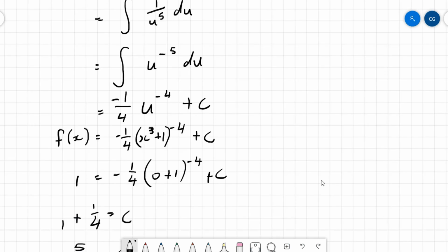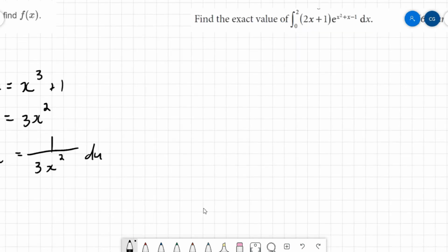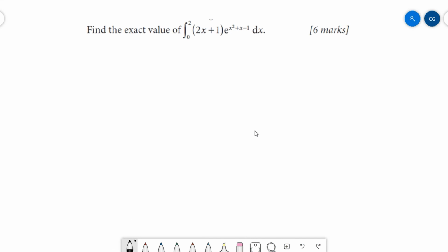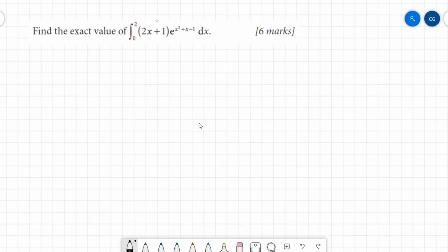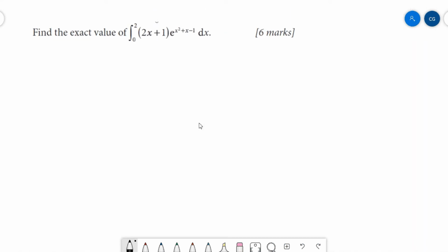Now let's take a look at another example. Here is another example. Find the exact value of this definite integral. Again, we have to choose a substitution in order to integrate this. I notice here I have e to the something. I will not choose e to the something as my substitution. I will use this inside part for my substitution, in this case, x squared plus x minus 1.